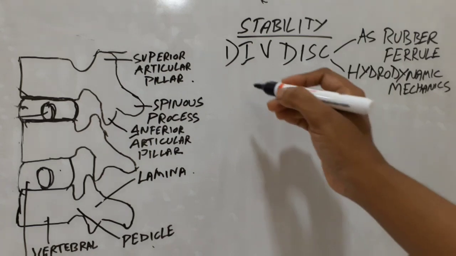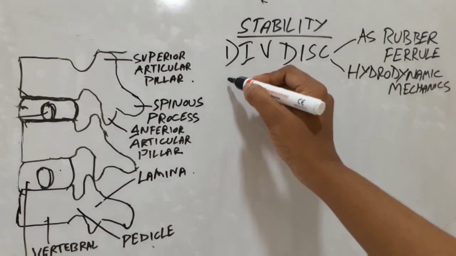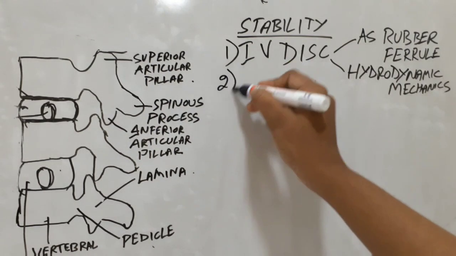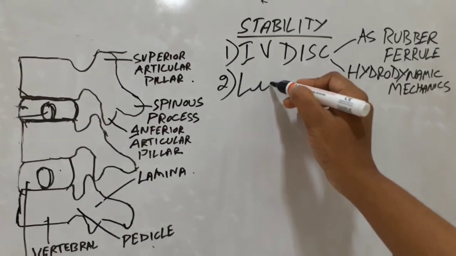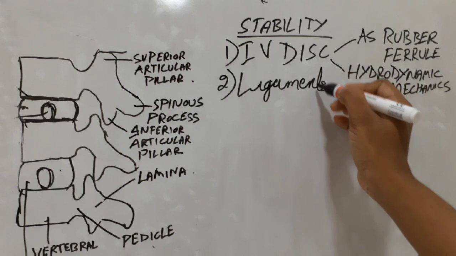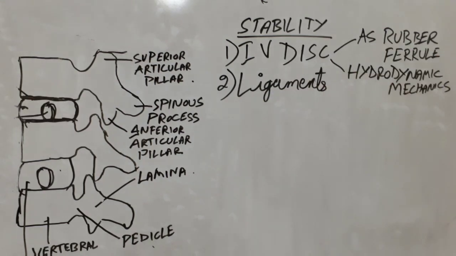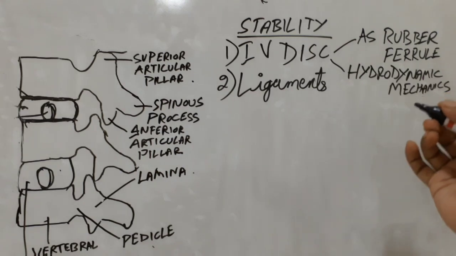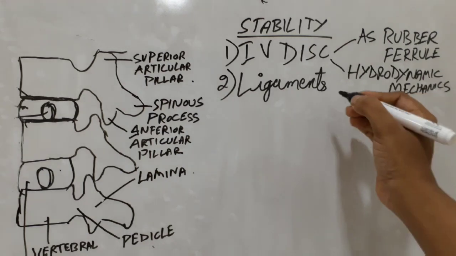So this is the intervertebral disc. The second stabilizing factor is obviously the ligaments. Ligaments in every joint are the single most stabilizing factor in almost all the joints. So we have to mention all the ligaments which are at the lumbar spine. So name all the ligaments of lumbar spine.